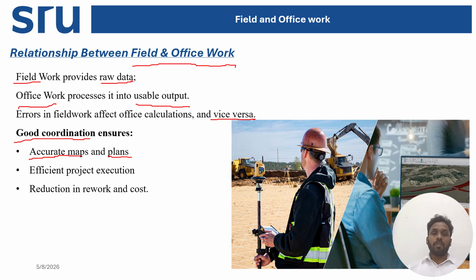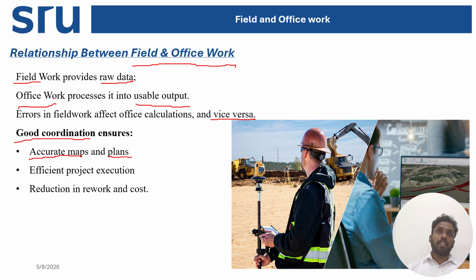So when representing your measured data in the office and the calculated data on a map, it gives you an exact map of a location, or the exact plan required for the execution. This can be achieved only with good coordination between your field work and the office work. Then efficient project execution. As I said, in civil engineering, planning of a project is very important because a delay of a day can cost the company more, right?